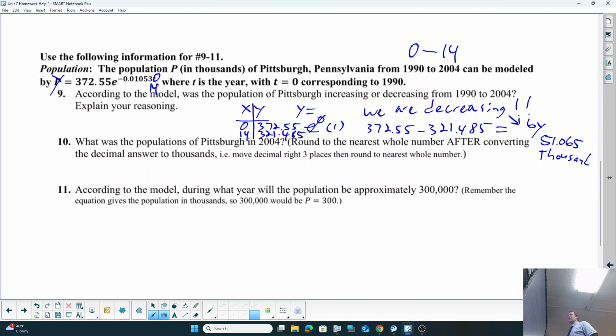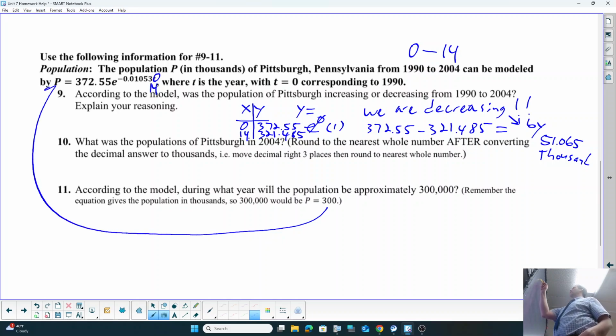That's crazy. Okay, according to the model, during what year will the population be approximately 300,000? Remember, the equation gives the population in thousands, so 300,000 would actually be P equals 300. Now we're just going to go ahead and pause me. You try it on your own.